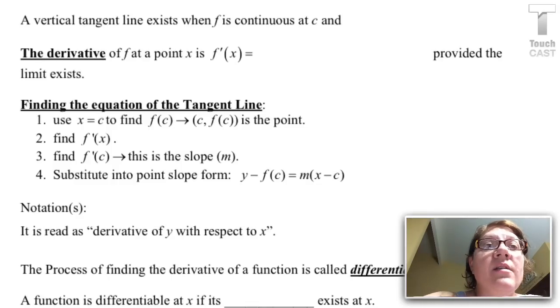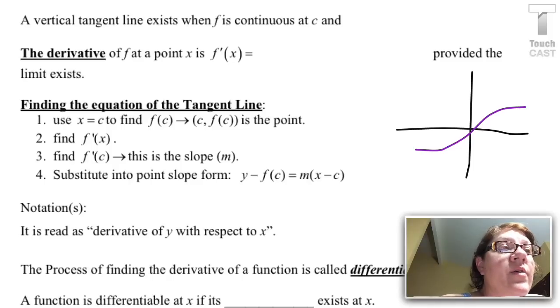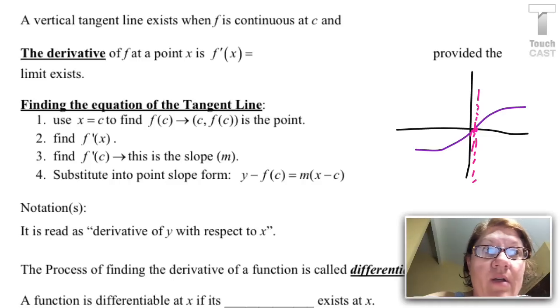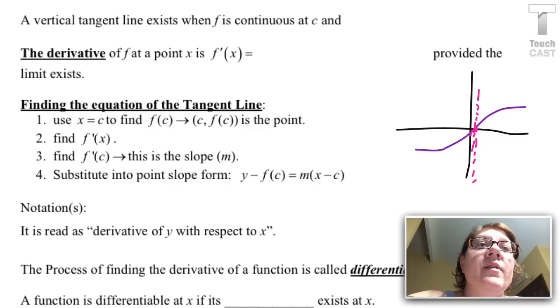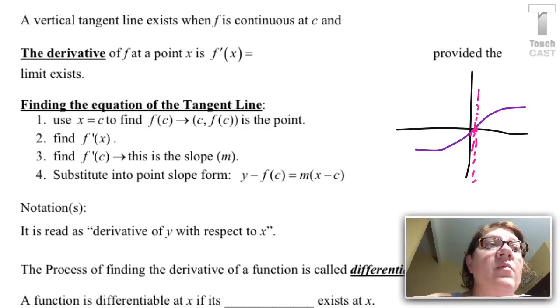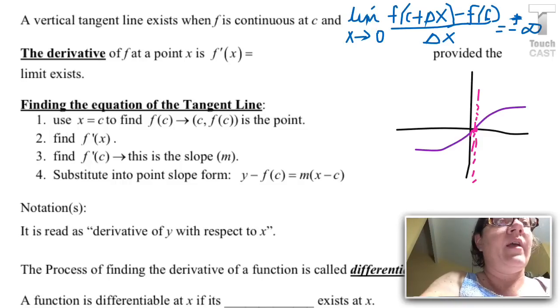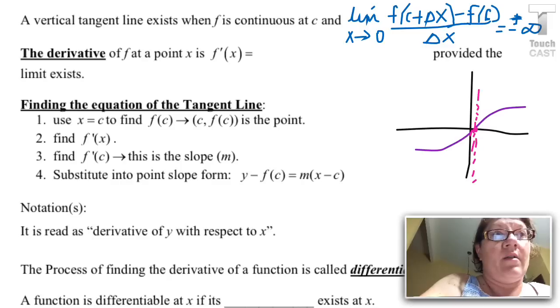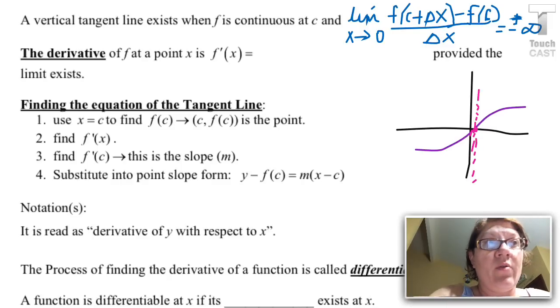So, of course, it's possible to have a vertical tangent line. An example might look like this. So if I drew in the tangent line at this particular point right here, I would actually get a vertical tangent. Awesome, huh? Okay, so it exists when the function is continuous. So my purple function was definitely continuous at c, and I get a limit of my y value going to either positive or negative infinity.